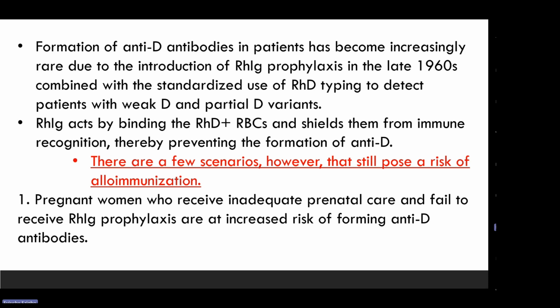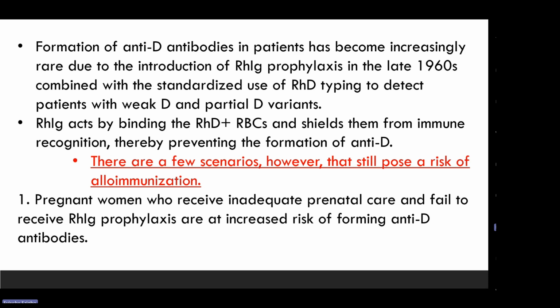Rhesus immunoglobulin acts by binding the rhesus positive red blood cells and shielding them from immune recognition. So when this rhesus immunoglobulin is given to a rhesus negative mother who has a rhesus positive baby, the rhesus IgG will cross the placenta and shield these red blood cells of the fetus, so that the immune system of the mother will not recognize them as foreign and will not develop antibodies against them. That is how the immunoglobulin functions. It acts by binding the rhesus D positive red cells and shields them from immune recognition, thereby preventing the formation of anti-D by the rhesus negative mother.